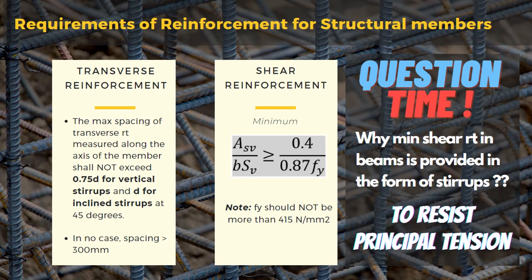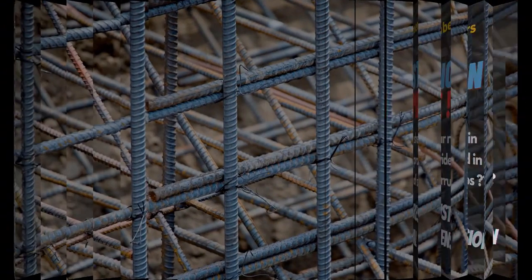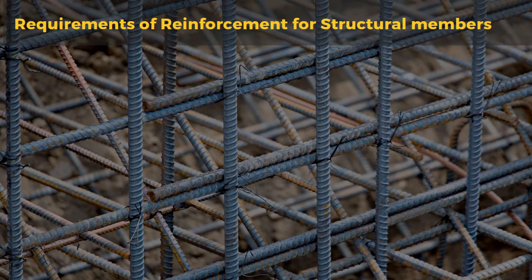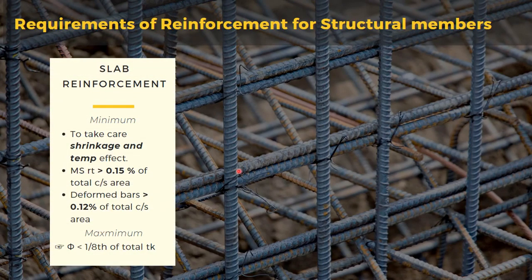So now let's move on to other reinforcement: slab reinforcement and column reinforcement. Minimum slab reinforcement has to be provided to take care of shrinkage and temperature effect, not to resist the moment of resistance or anything else. In case of mild steel, it is greater than 0.15% of total cross-section area. In case of deformed bars, the minimum reinforcement shall be 0.12% of total cross-section area.